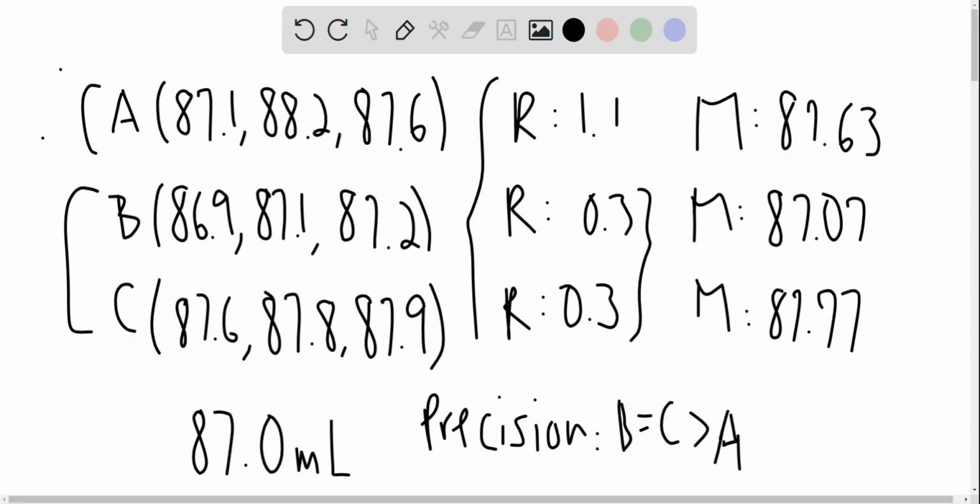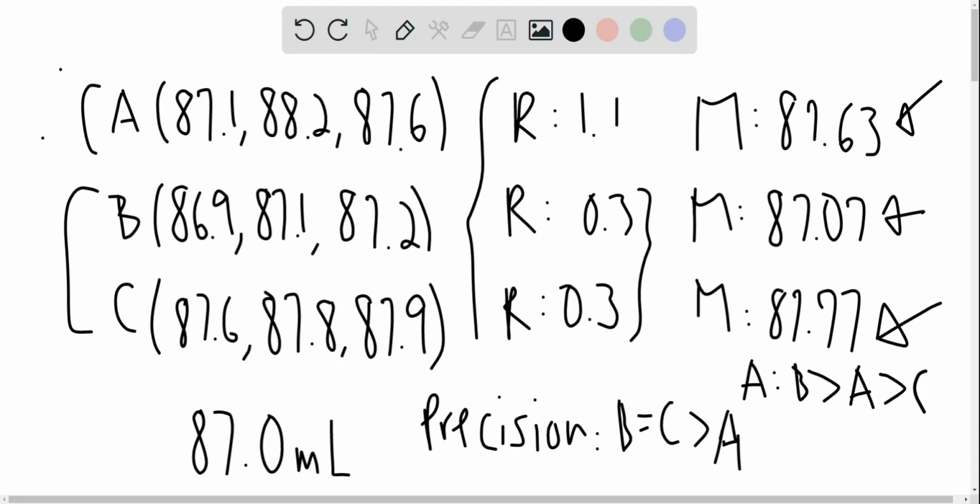Okay. And now let's look at accuracy, at the mean. So for this one, it's pretty simple. All you have to do is look at which one is closest to 87, the actual value. And you can see that B, which is 87.07, is closest, and the second closest is A, and then C is the least close. So if we're trying to do a ranking for accuracy, it would be B greater than A greater than C.